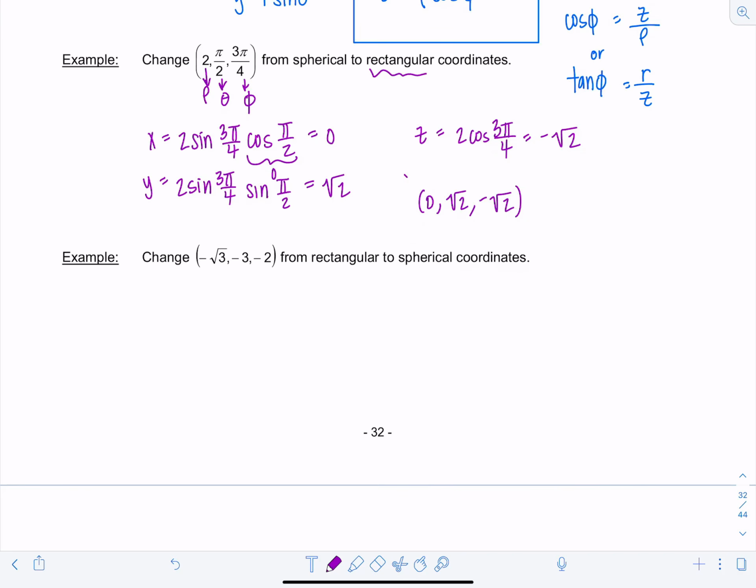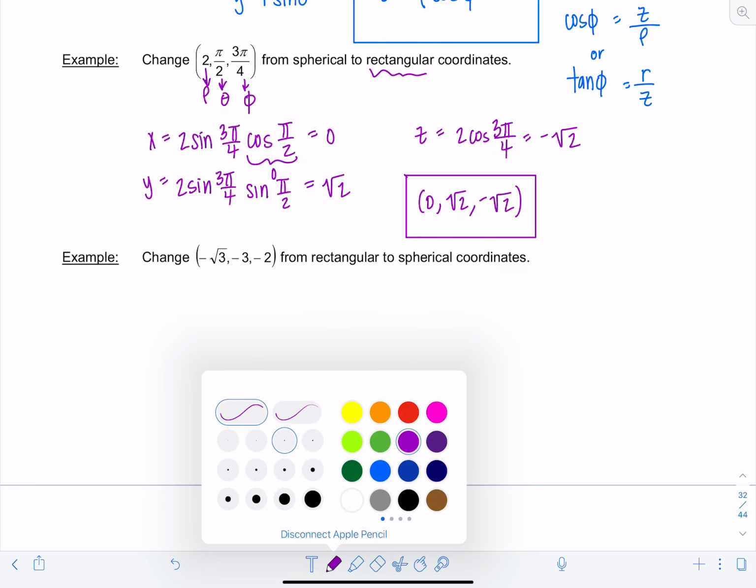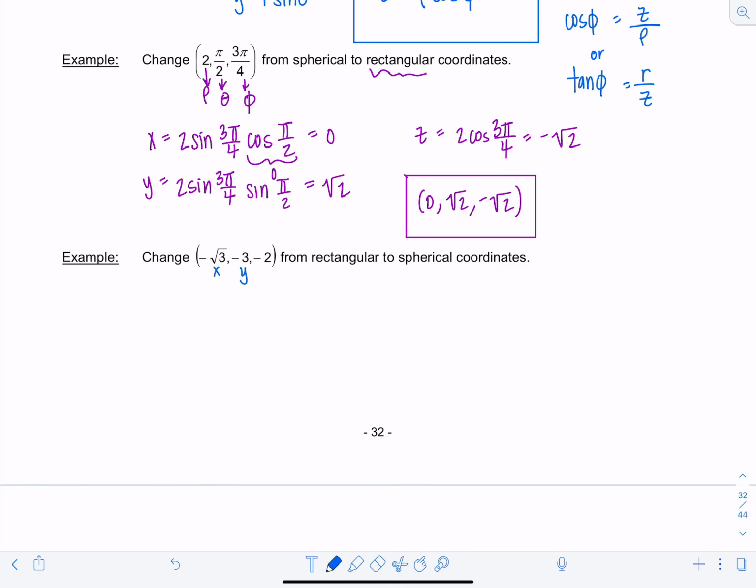All right, very nice. Let's look at another example where we're going to go the other way. So this time, this point here is written in rectangular. Now we need to write it in spherical. So this is x, y, z.